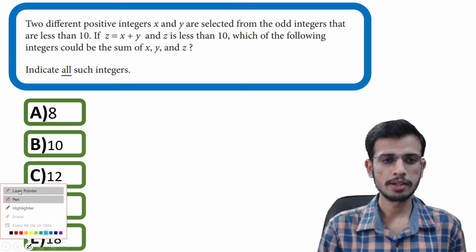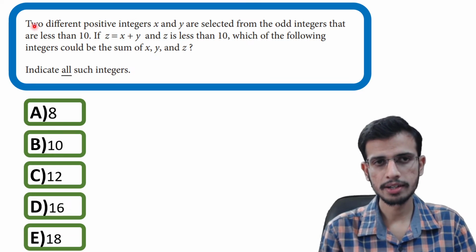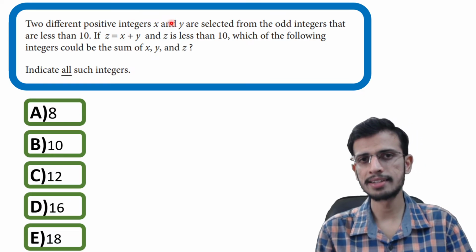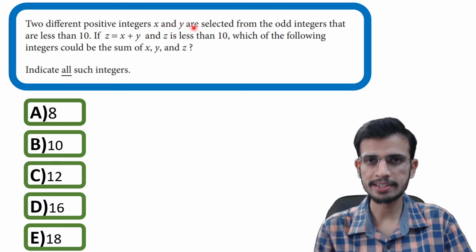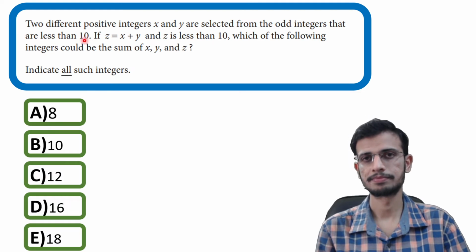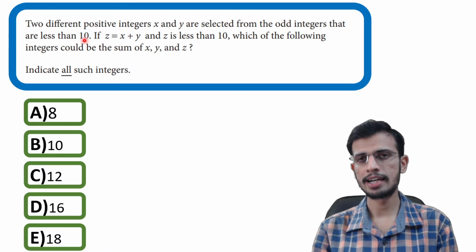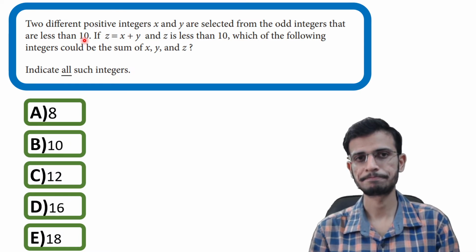Two different positive integers, x and y, are selected from the odd integers that are less than 10. Right? You have to choose two different odd integers, x and y, which are less than 10.